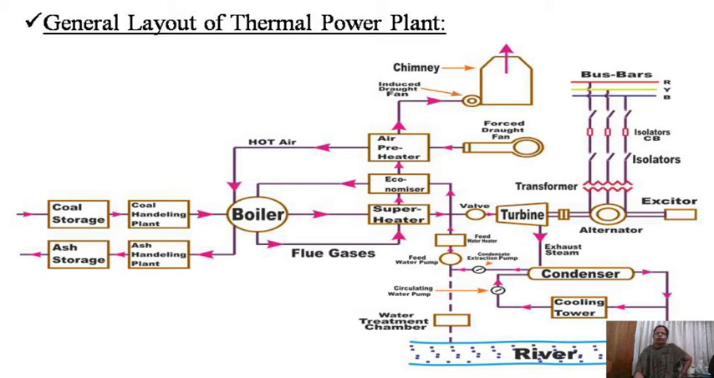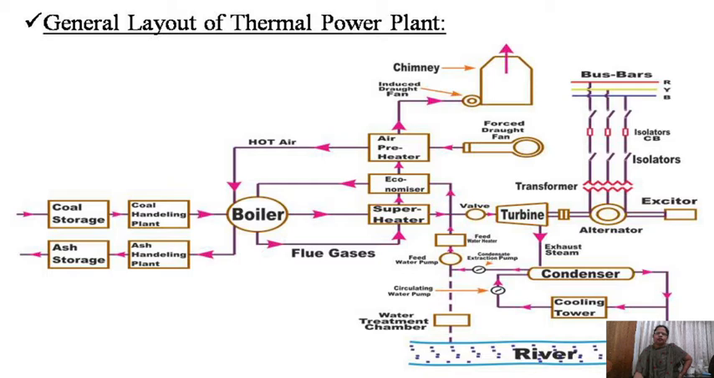And in the boiler, the steam produced is wet, therefore it is passed on to the superheater to get the superheated steam. And this steam is passed on to the steam turbine, where steam expands and converts into mechanical energy. This mechanical energy is passed on to the alternator, where mechanical energy is converted into electrical energy and passed through the bus bar through a transformer, isolators and circuit breakers.